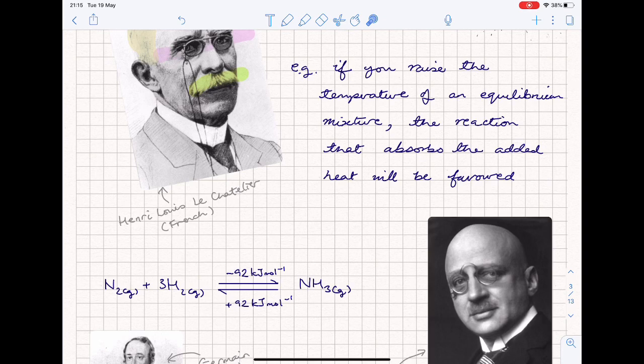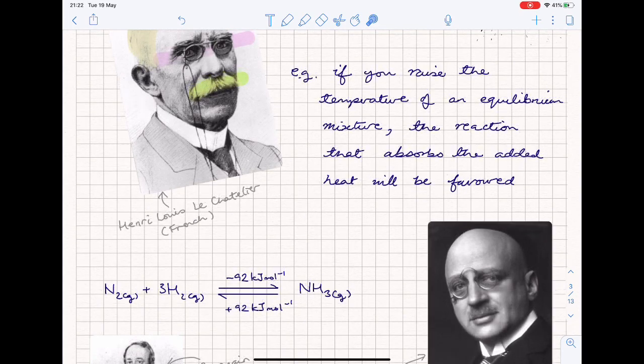So in this case, if I raise the temperature of this reaction and the reverse reaction is favoured to absorb the added heat, the position of equilibrium will shift to the left hand side as we produce more of the nitrogen and hydrogen and use up more of the ammonia. So this will decrease and this will increase. So the position of equilibrium will shift to the left hand side.